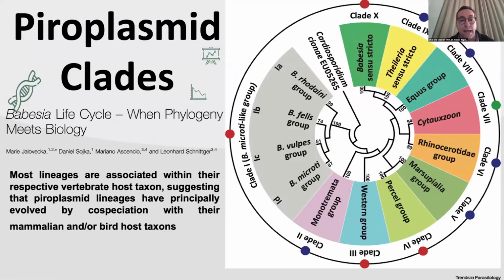They observed that most piroplasmid lineages were associated with the respective vertebrate host taxon, suggesting that piroplasmid lineages have principally evolved by co-speciation with their mammalian and/or bird host taxa.